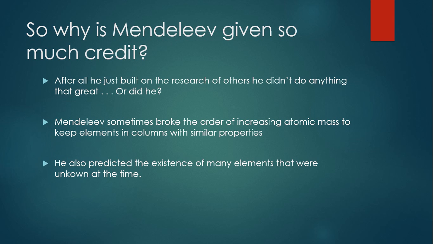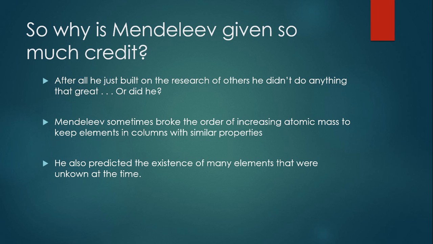Sometimes the periodic table breaks the order of increasing atomic mass, but he did keep them in columns which kept the similar properties, which actually turned out to be closer to the current periodic table than it would have been if he'd kept them in order.